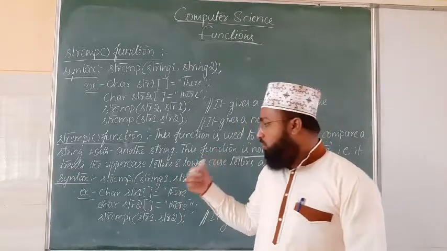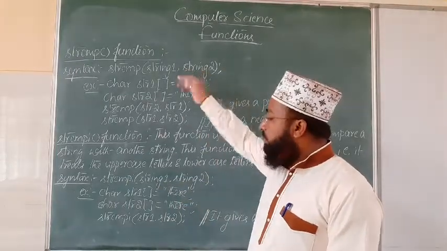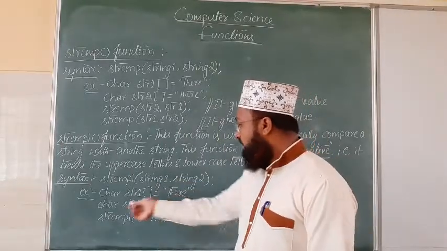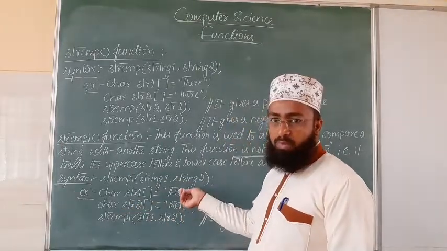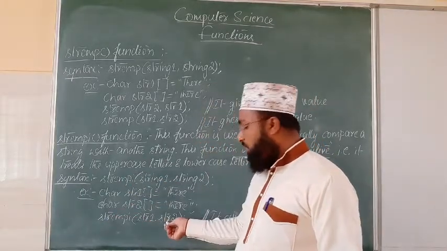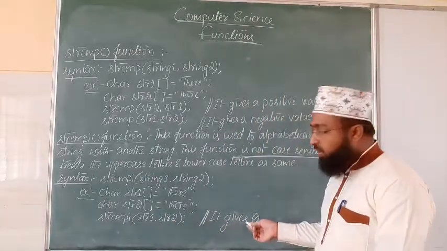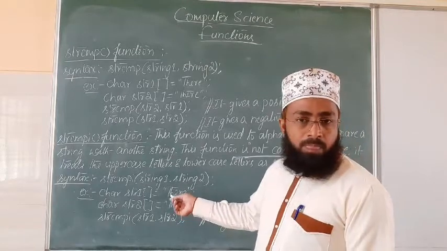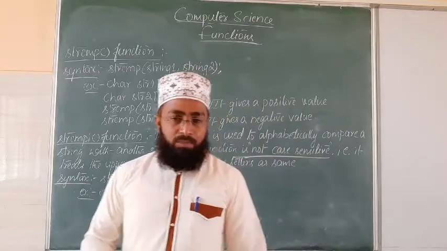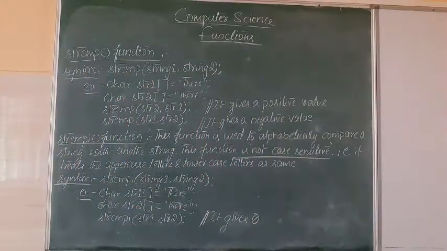So for that, strcmpi is used here. The syntax is strcmpi(string1, string2), same as strcmp only, but we are adding the i. Take the same example. String 1 is "There" and string 2 is "there". Here capital T is there, here small t is there. Now use the function strcmpi(str1, str2). Then it will give the result as 0 because there is no difference. It will treat uppercase and lowercase as the same.